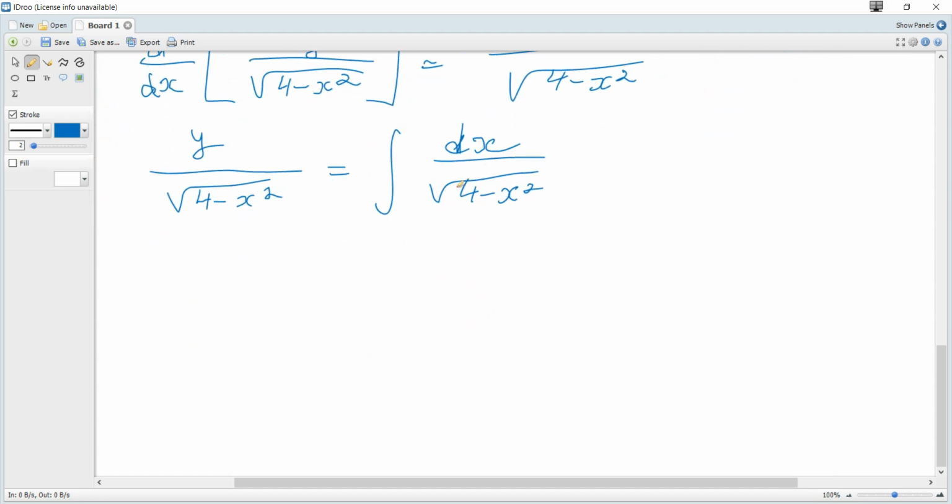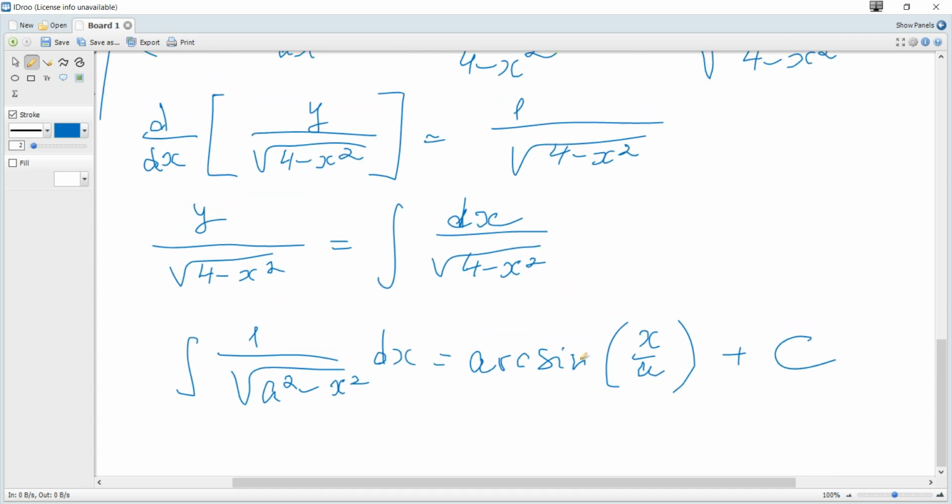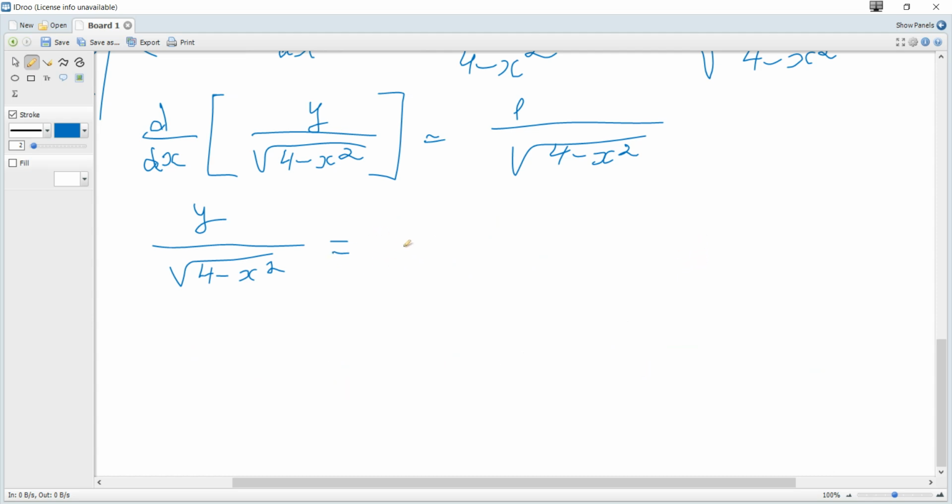And to integrate this, the formula is given in the data booklet, and it says that the integral of 1 over root a squared minus x squared dx is arcsine of x over a plus a constant. And notice that 4 is 2 squared, so a is 2, not 4. So it becomes integral, and the integral is arcsine of x over 2 plus a constant.